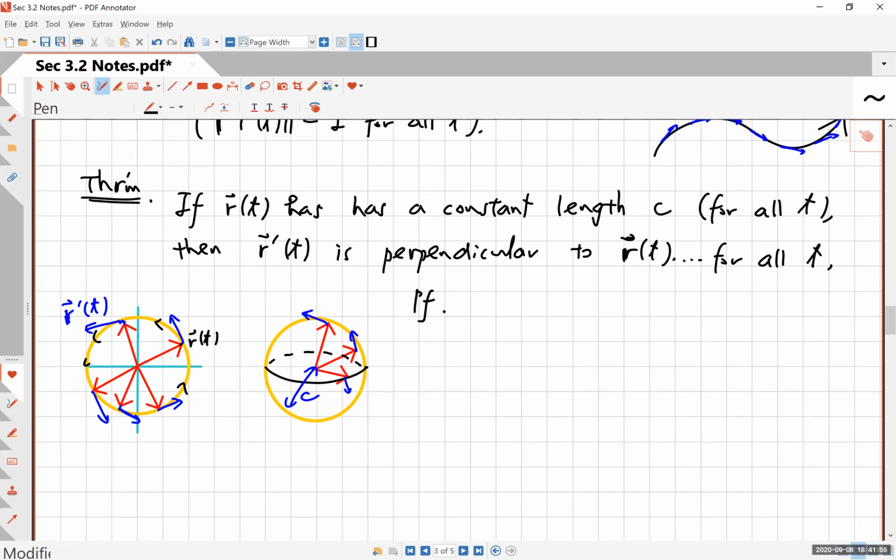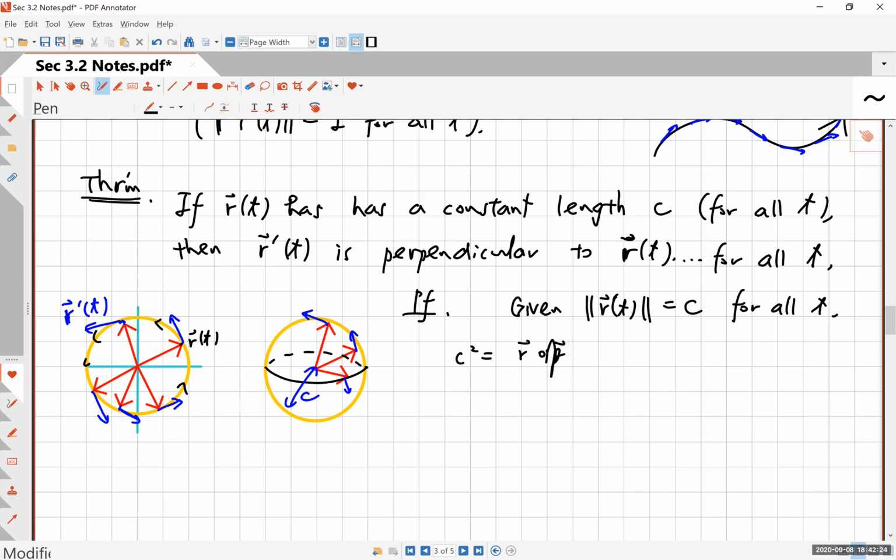I'm going to go ahead and prove this for you, so you should pay attention to this proof. Very cool. We are given that the vector valued function always has the same length. In fact, the length of r of t is equal to c for all t. That was my given. And since it's constant, c squared is r dot r.